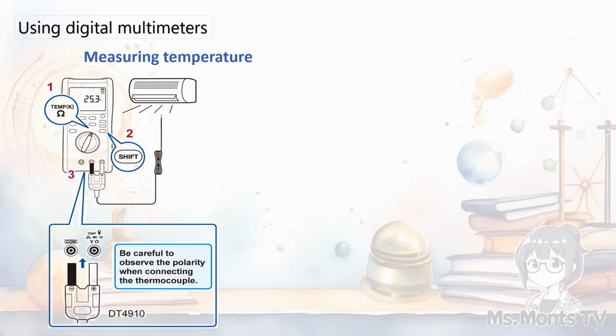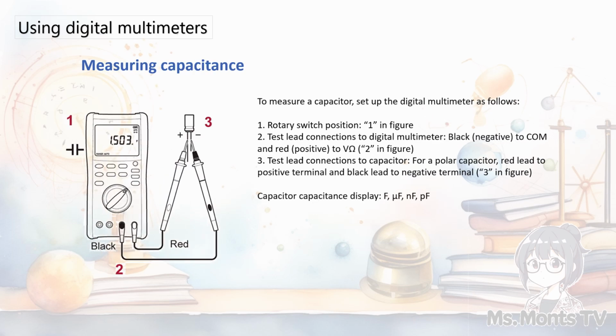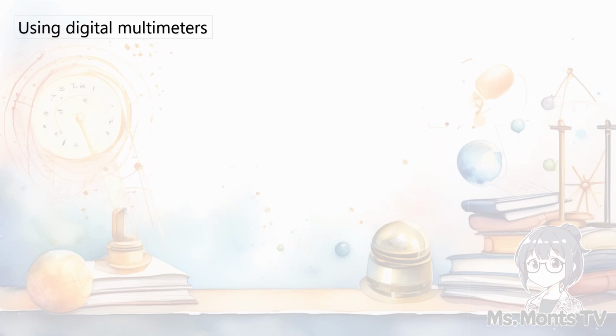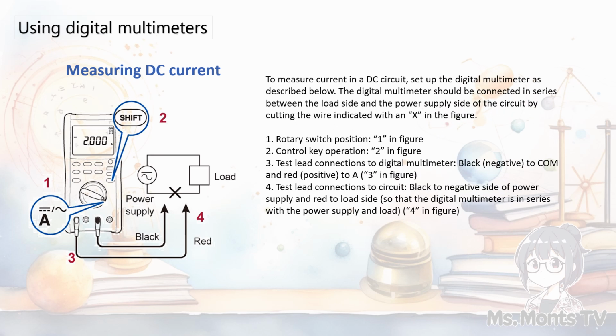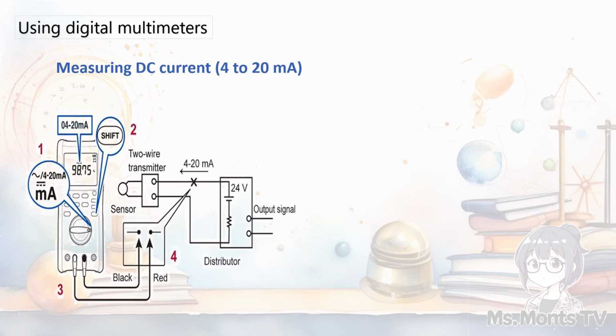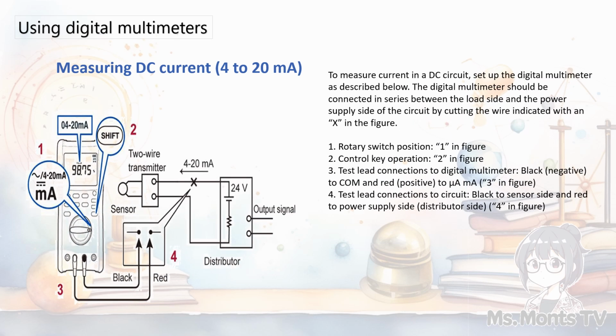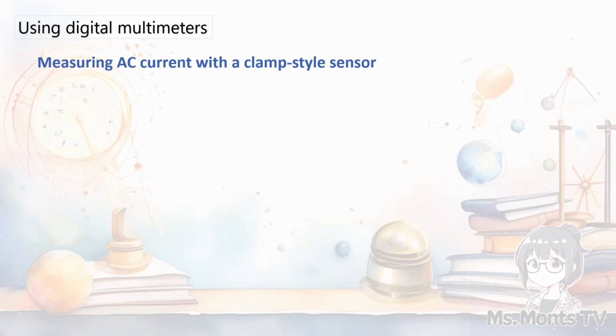Measuring temperature. Measuring capacitance. Measuring DC current. Measuring DC current 4 to 20 milliampere. Measuring AC current with a clamp style sensor.